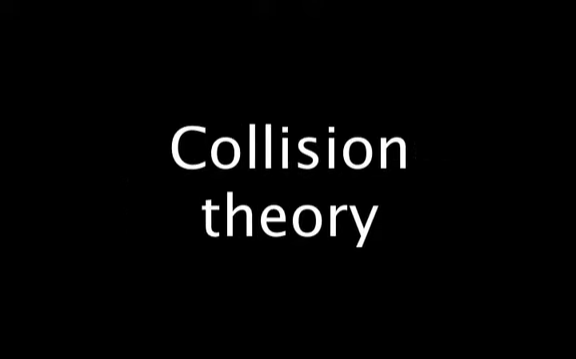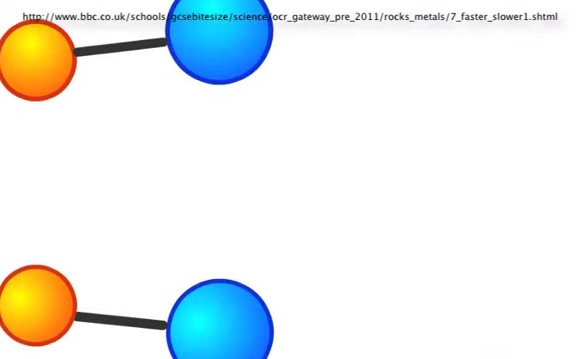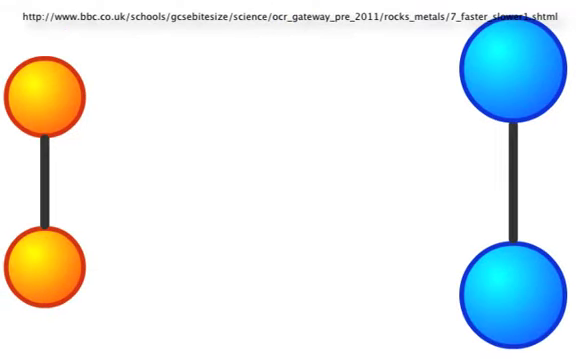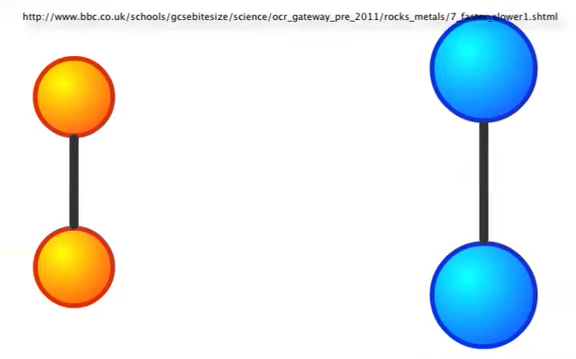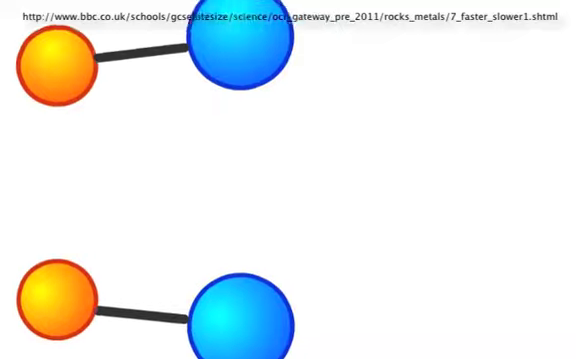And at GCSE you did learn about something called collision theory. Molecules have to collide before they can react. But it's not just about colliding. Molecules need to collide with the correct orientation, and they need to have enough energy before they can react. We call this the activation energy.